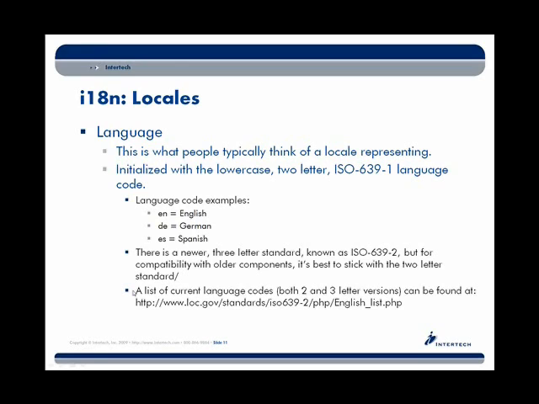So when you want to represent the language, we do so using a 2-letter ISO standard. It's ISO 639-1. It's a language code. And some examples, you probably have seen these around before. EN for English, DE for German, ES for Spanish. Again, this is an ISO standard, so you can look this up. At the bottom of slide 11, I do have a URL that has the language codes, so you can take a look and see what those are. There is a newer 3-letter standard known as ISO 639-2. For backwards compatibility, it's best to stick with the 2-letter standard.